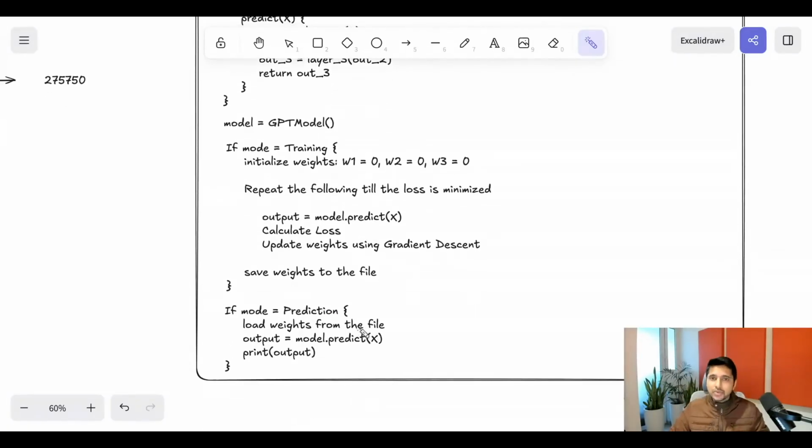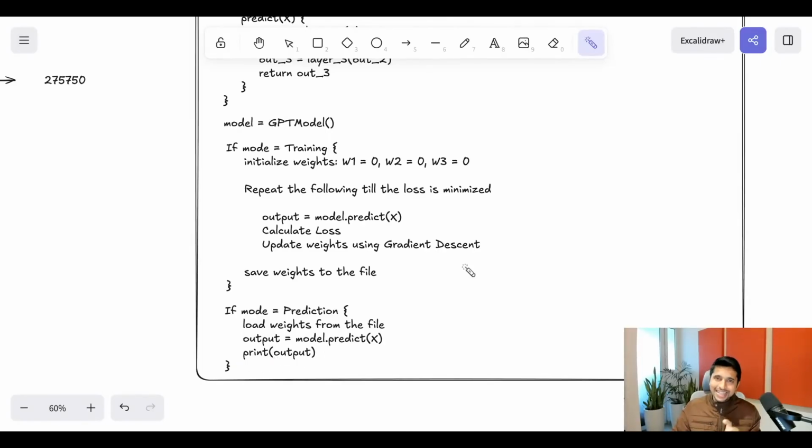Now, when we have to predict, we will simply load the file, read the weights from there, and then ask the model: take these weights and also take the input that the user has given, the number of bedrooms, balconies, and the square feet. We will feed those things into the model, and then we will get the output like this. So this is the output for that.